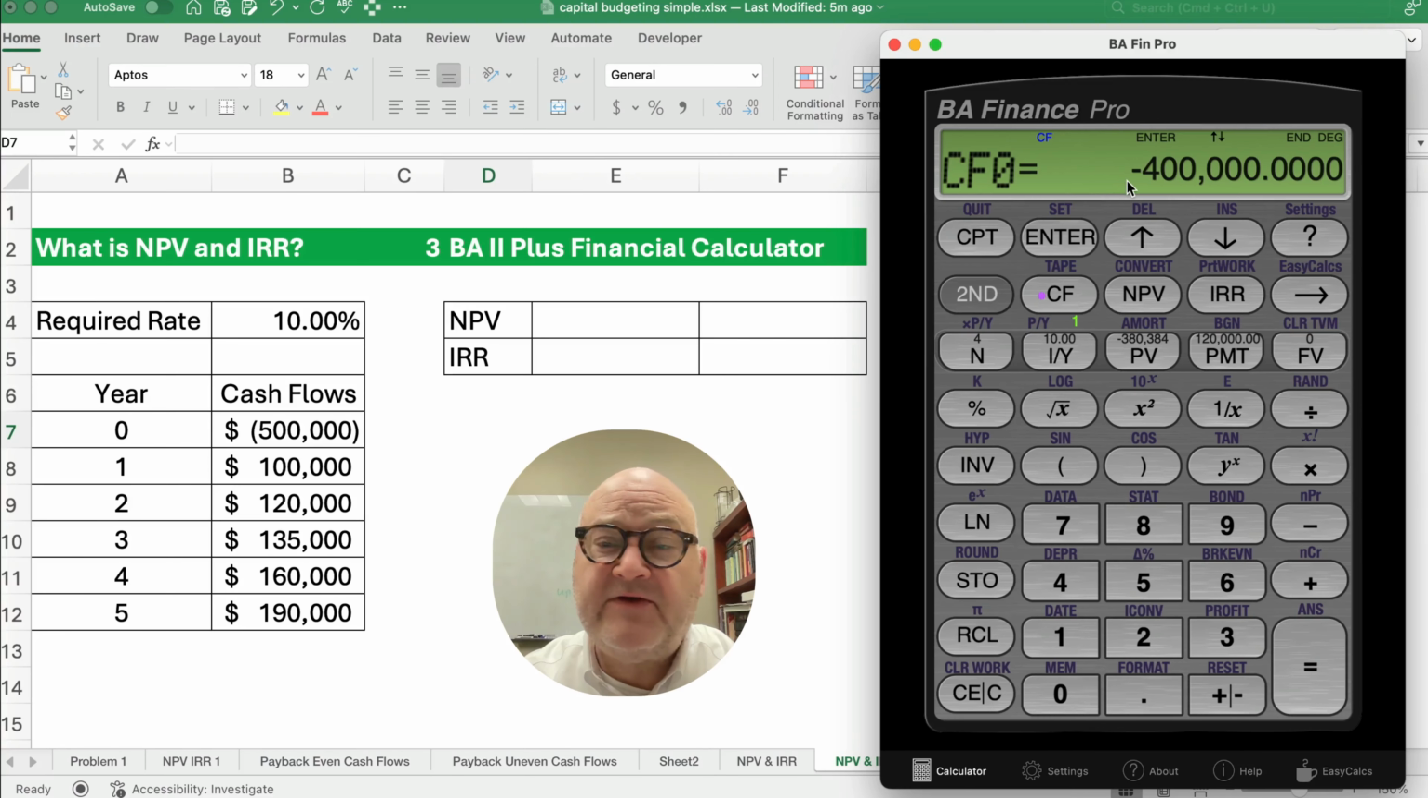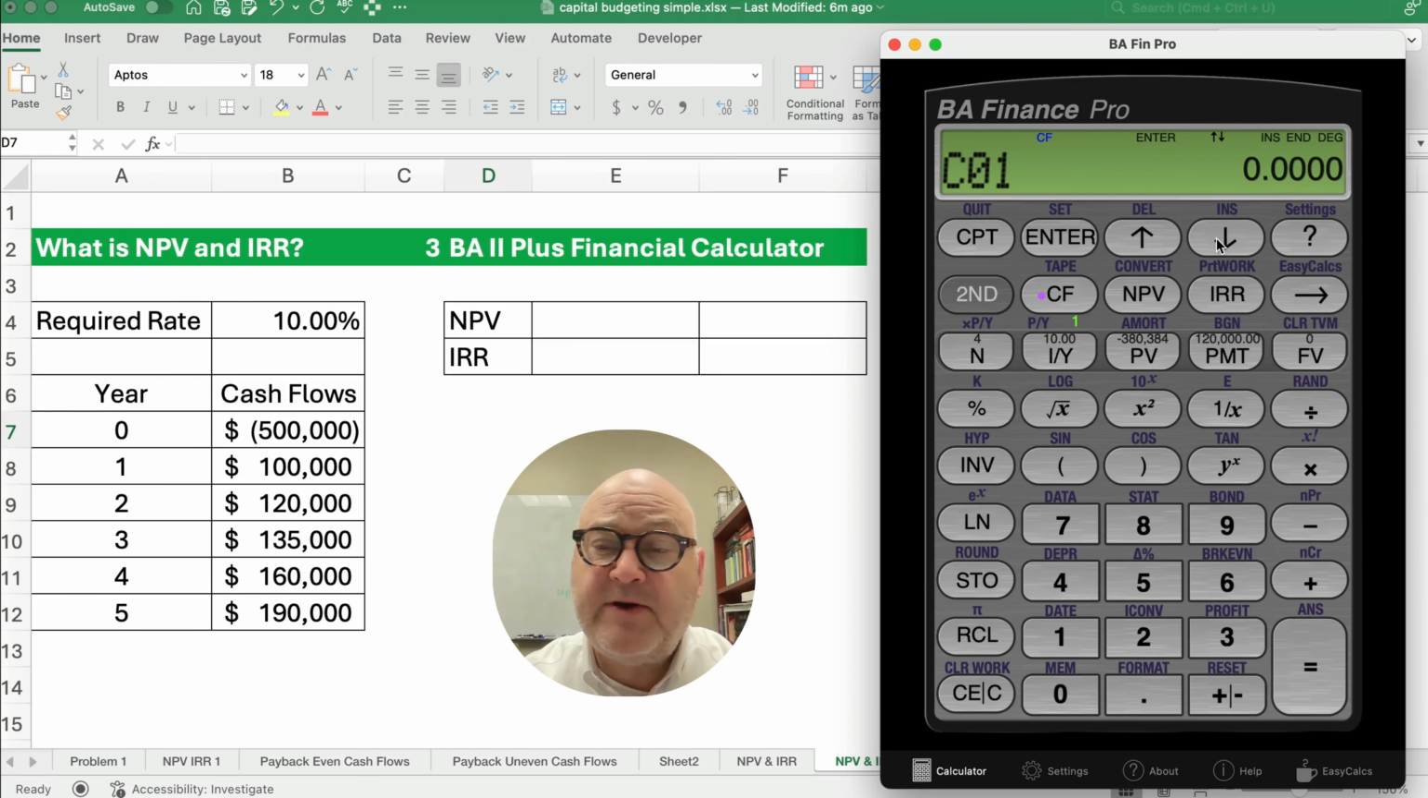I've got some previous numbers in there, so I want to clear my work. So I do second and then clear work at the bottom. So everything is clean here. There's nothing in the register for the cash flows. So we just want to start entering $500,000 as a negative cash flow, because that's our first cash payment. That's our initial investment. So now we're going to hit enter and then down arrow.